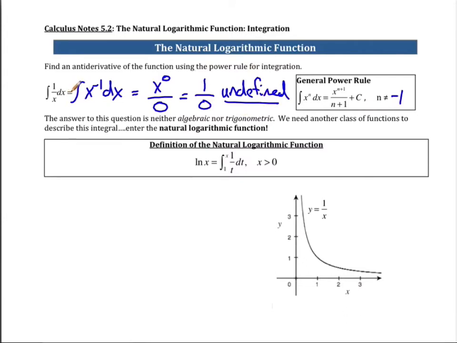And in math, a lot of times when we get something that's undefined, we create new math to describe what's happening. So we need another class of functions to describe this integral. Here enters the natural logarithmic function.